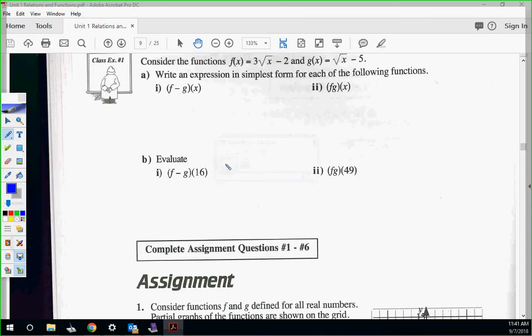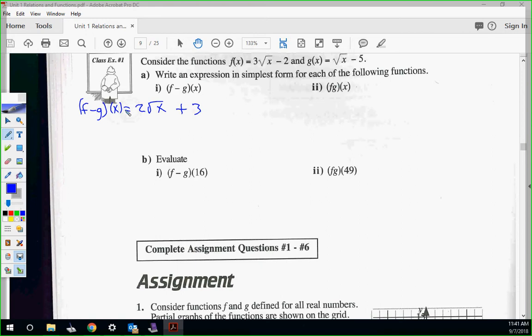So the f minus g, let's go ahead and do this here. So that's going to be 2 root x, 3 root x minus 1 root x. Negative 2 minus a negative 5 is plus 5, so this right here is a plus 3. That's that one. F times g.